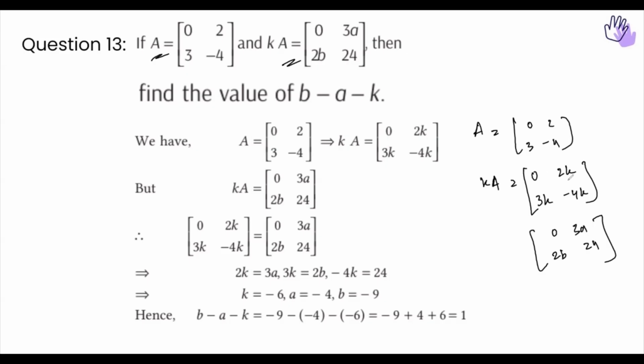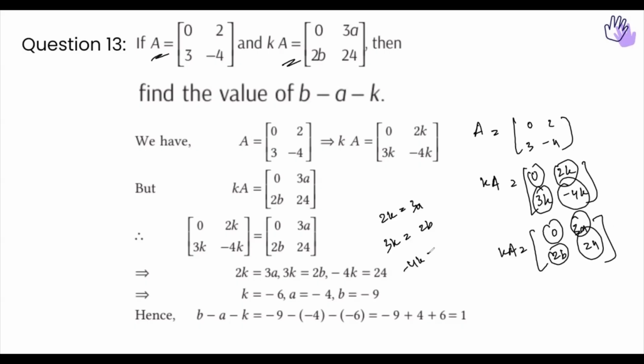So because they are both KA, you can equate the corresponding elements. So 0 will be equal to 0, and 2K will be equal to 3A. That is one equation. And 3K will be equal to 2B. And the other thing is minus 4K is equal to 24. From this, I get the value of K to be equal to minus 6.